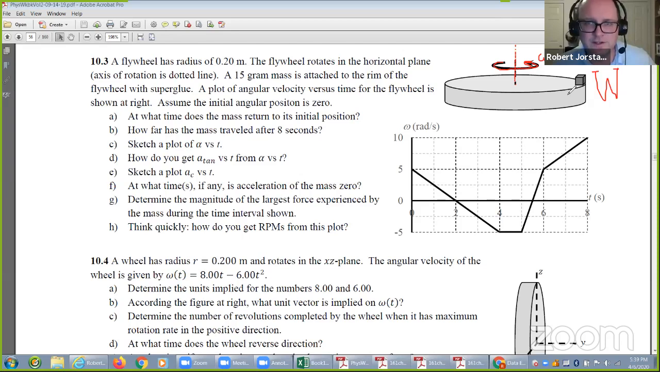And what we're going to do is put some super glue on here and attach this block on here, so that way we can talk about this block. Okay, and this is 15 grams. So we've got a mass of 15 grams sitting out there super glued to the wheel.